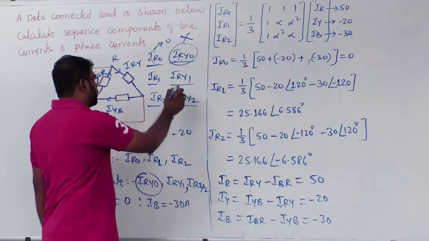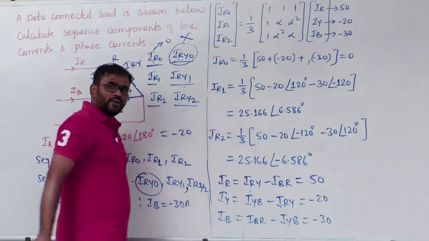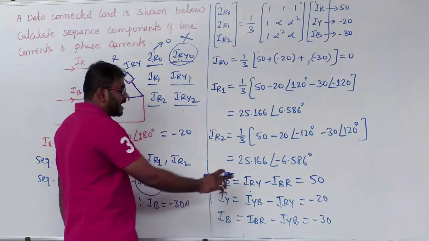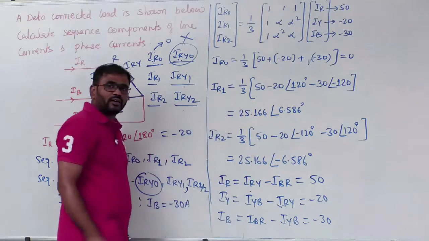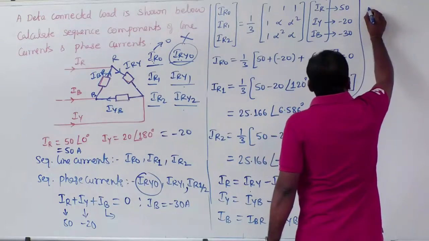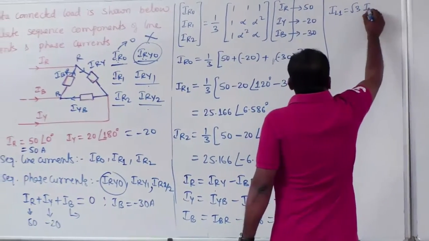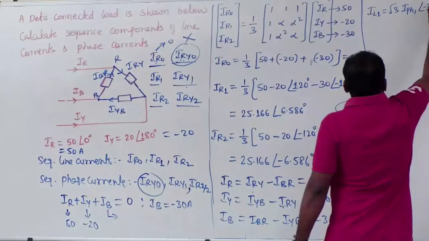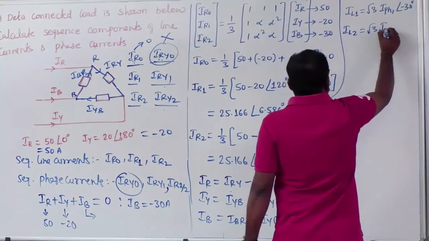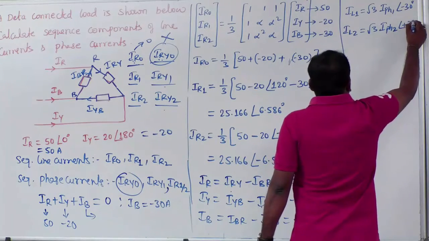So we can calculate IRY1 and IRY2 even if we don't know IRY and IYB values. How to calculate IRY1 and IRY2 without knowing IRY, IYB and IBR? Using the relations. In case of delta, the line current equals root 3 times the phase current at an angle minus 30 for positive sequence. For negative sequence, the line current equals root 3 times the phase current at an angle plus 30 degrees.